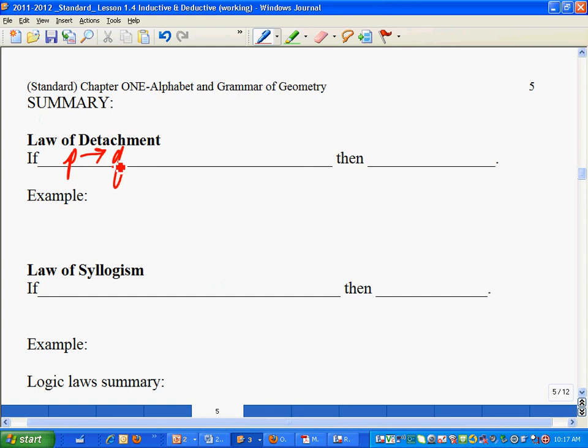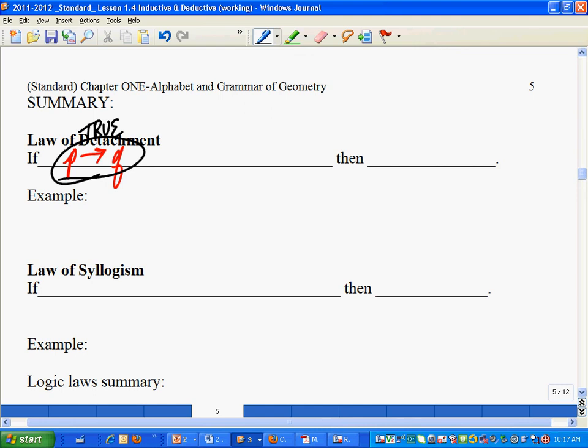So it goes like this, okay? Here's a conditional. If you're a ballet student, then you have a crazy busy life. Let's say that's a true statement, no matter what, absolutely positively true, which it pretty much is. If I'm a ballet student, then I have a crazy busy life. And I say this, you're a ballet student.